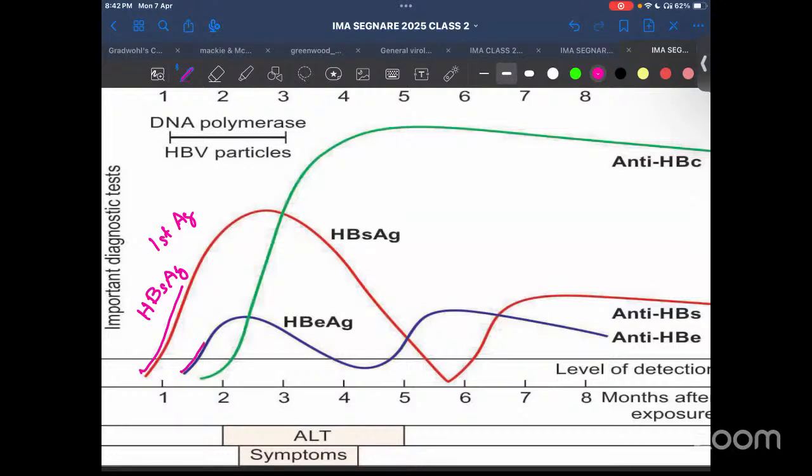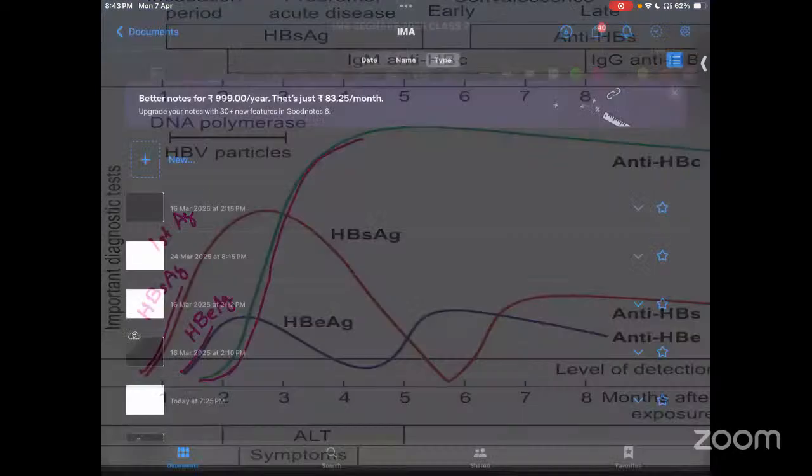The second marker is also an antigen. That is HBeAg. Remember, HBc antigen is not seen in serum, so we cannot plot the HBcAg in the serum. Instead, anti-HBc is there. See, this is anti-HBc.